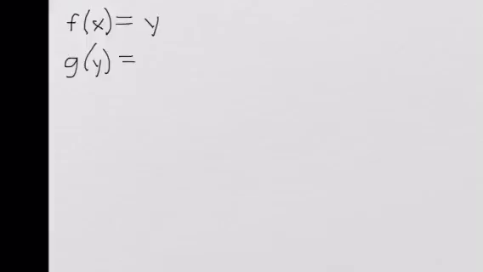So if f of x equals y, and we want to find a function g such that g of y is equal to x. So in other words, with our new function, we're simply going to be switching the x and the y.